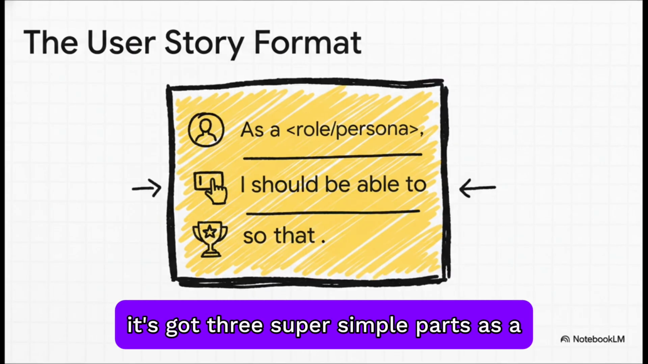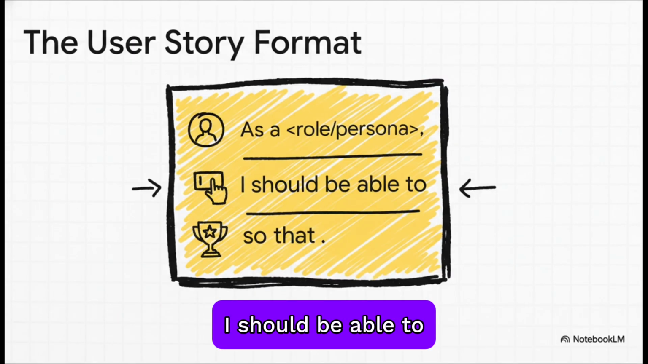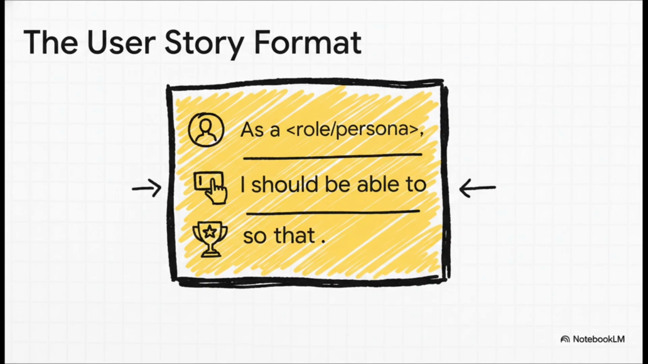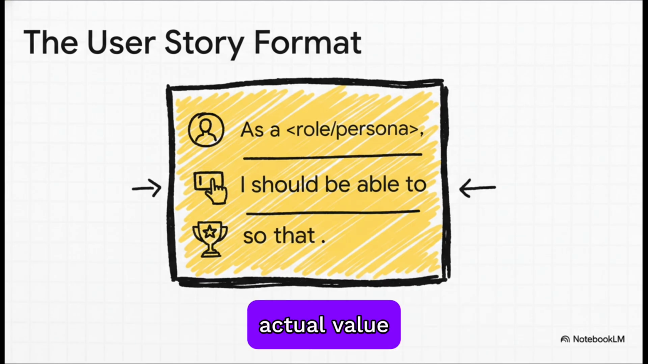It's got three super simple parts. As a, that defines who the user is. I should be able to, that describes what they need to do. And the most important part, so that, explains the why, the benefit they get from it. This simple structure guarantees the actual value.